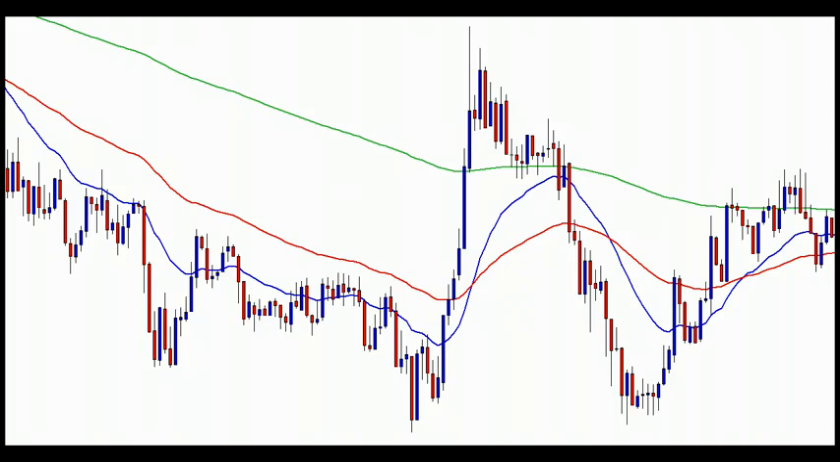Today we're going to outline the 1, 2, 3 reversal pattern. We wrote an article about this and put a chart up as well, but I thought I would make a video to clarify any of the steps of the strategy that were left unclear in the chart as well as in the article itself.